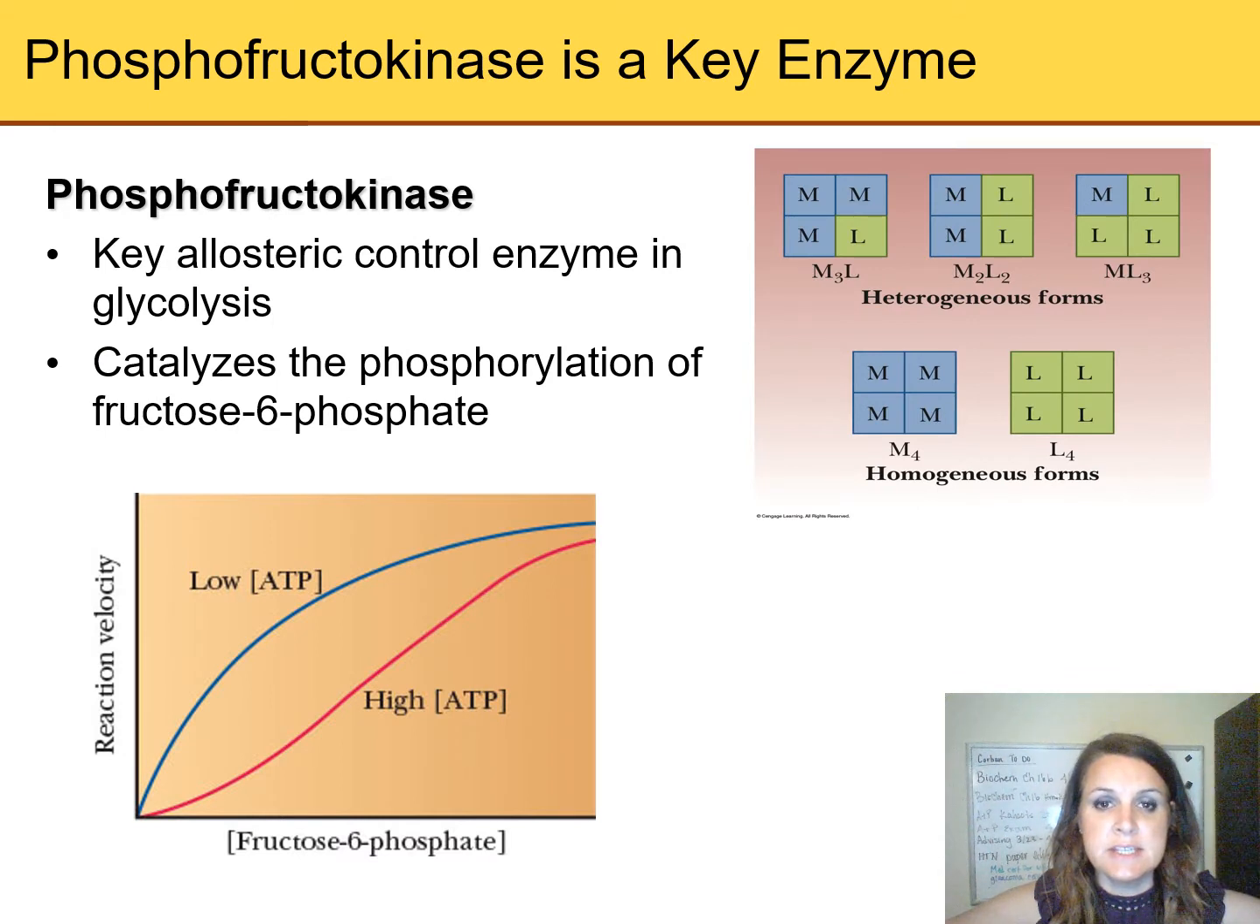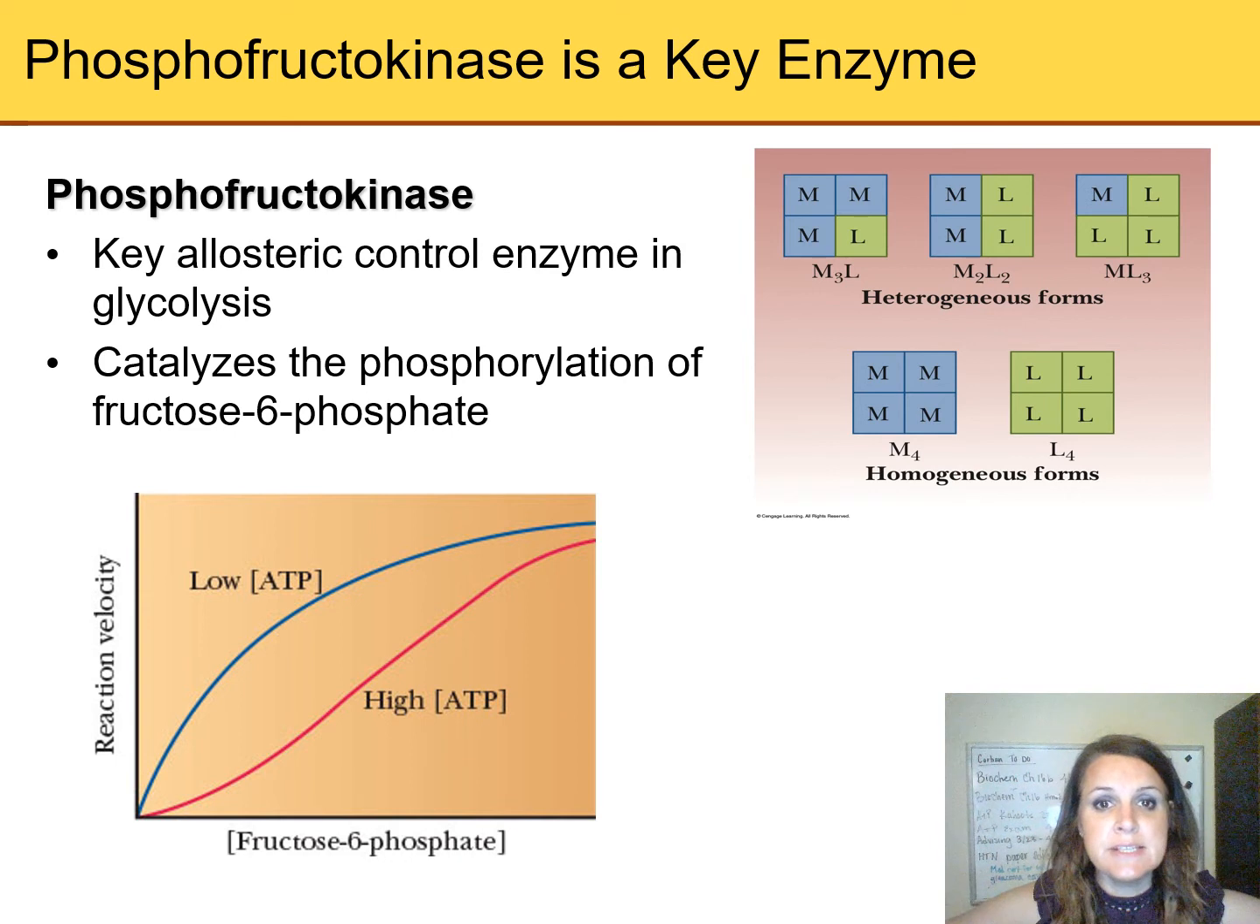Phosphofructokinase exists as a tetramer and it's subject to allosteric feedback. The tetramer is composed of L and M subunits, and there are different versions that exist. Combinations of these subunits are called isozymes. Muscles are rich in the M subunit, and the liver one is rich in the L subunit.